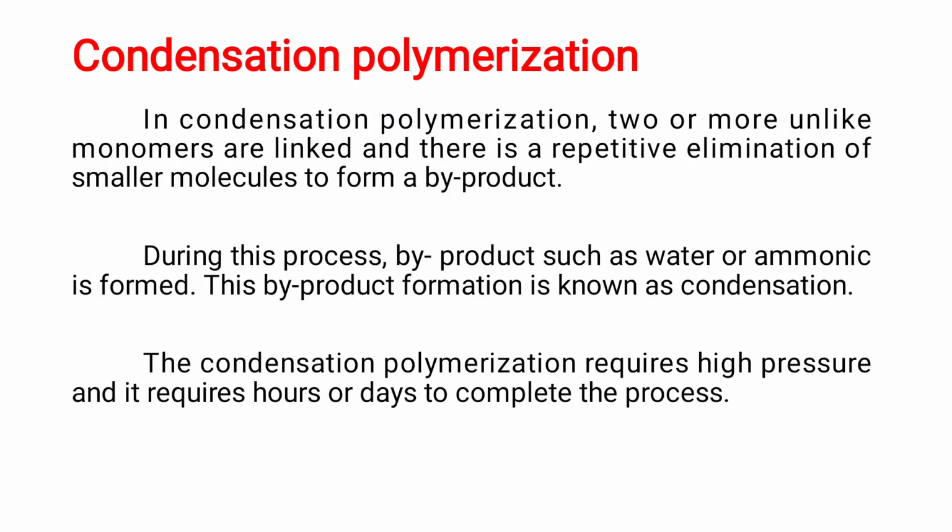Next, condensation polymerization. In condensation polymerization, two or more unlike monomers are linked, and a repetitive element of a smaller molecule is released as a byproduct. During this process, byproducts such as water are formed. This byproduct formation is known as condensation. Condensation polymerization requires high pressure and takes hours or days to complete the process.